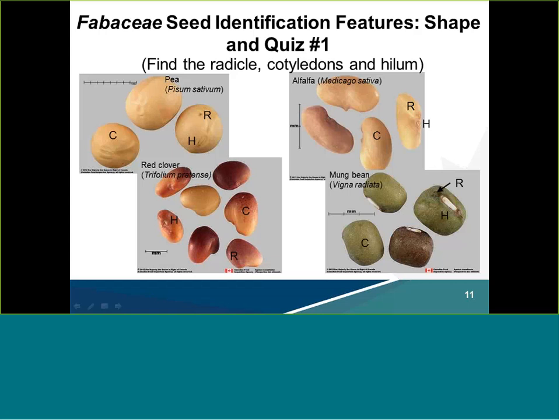Now for the red clover, in this case, the big cotyledon here and the smaller radical lobe diverge into a little bit of a mitten shape. And in that notch, you can see over here on the left, is the hilum, and just like alfalfa, it's quite small and round.